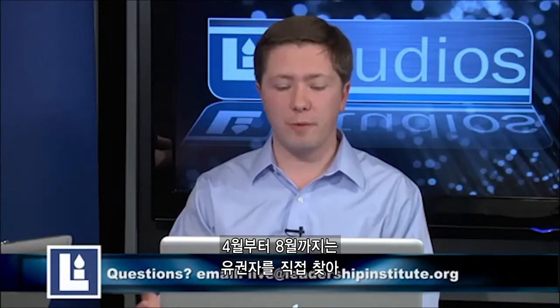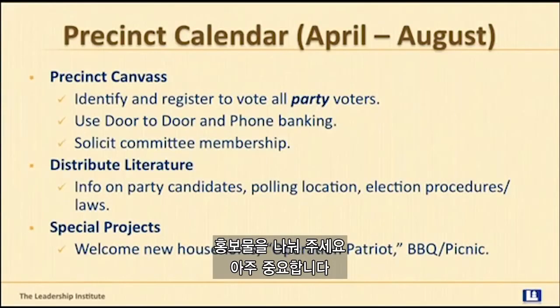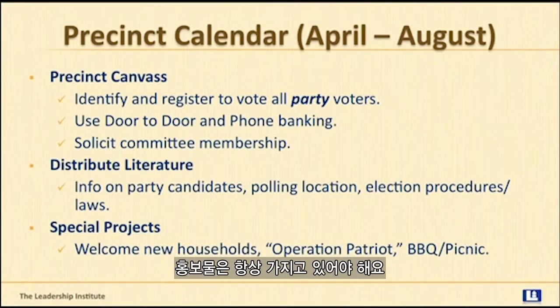Great. Distribute literature from April to August, going door to door: information on the party or the candidates, polling locations, election procedures, and the laws. This is important. You should always have some sort of literature when you're going door to door.